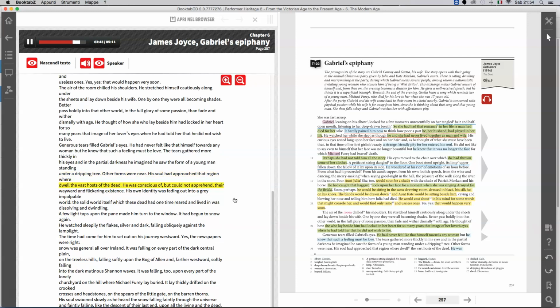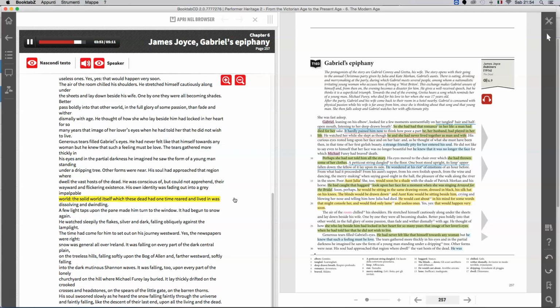He was conscious of, but could not apprehend, their wayward and flickering existence. His own identity was fading out into a grey, impalpable world. The solid world itself, which these dead had one time reared and lived in, was dissolving and dwindling. A few light taps upon the pane made him turn to the window. It had begun to snow again.